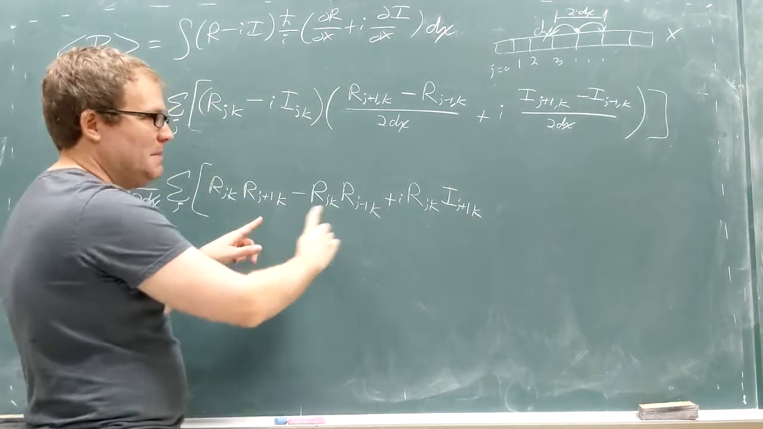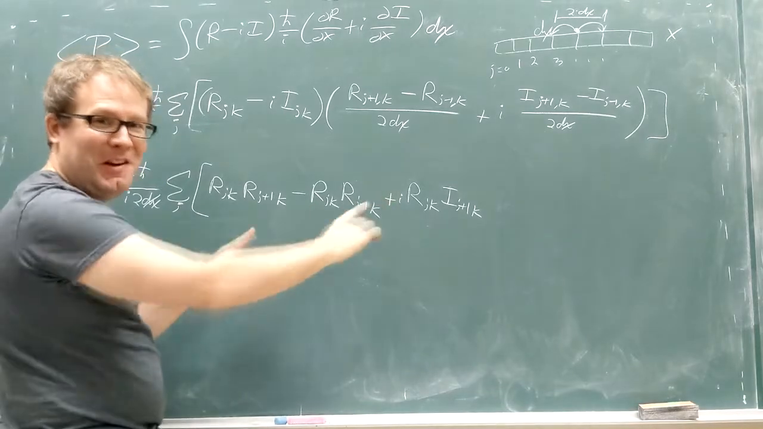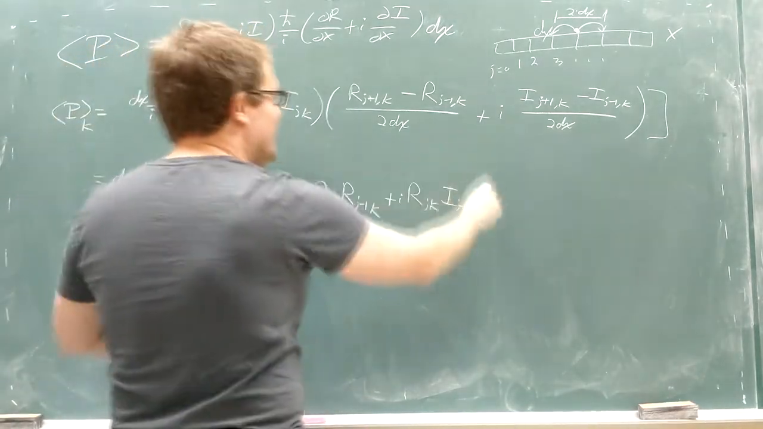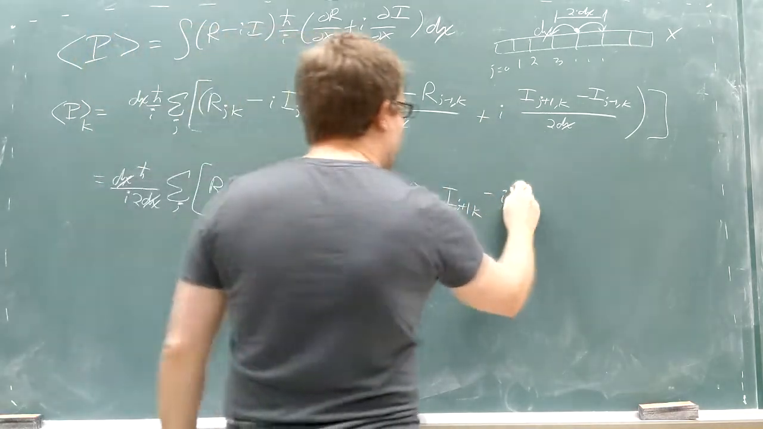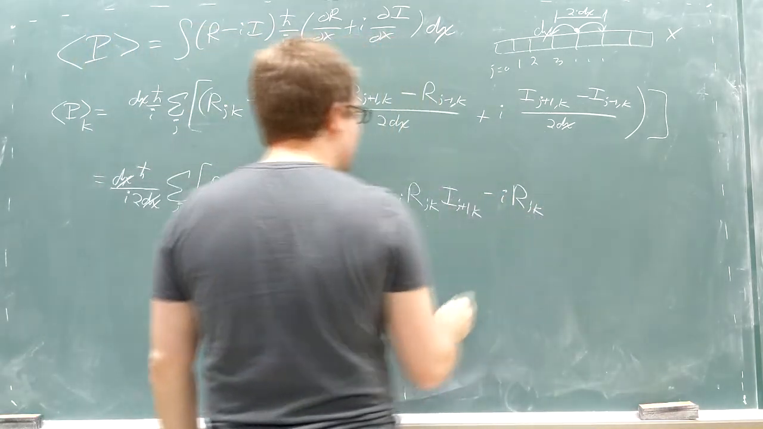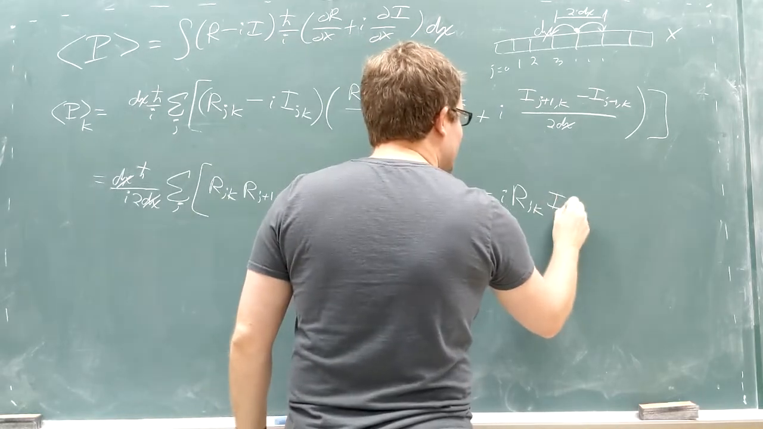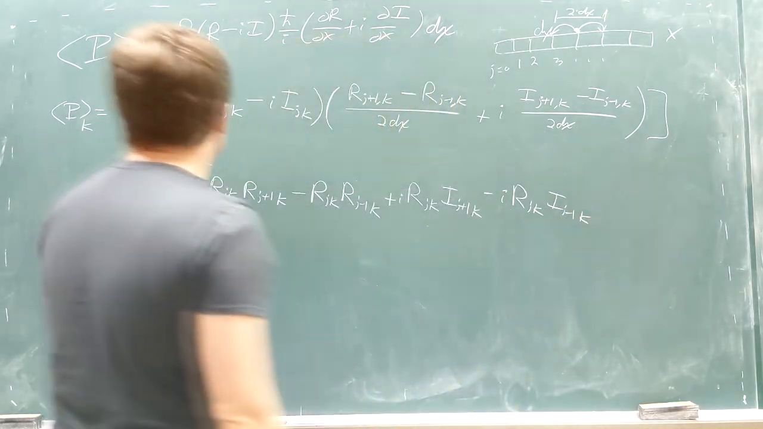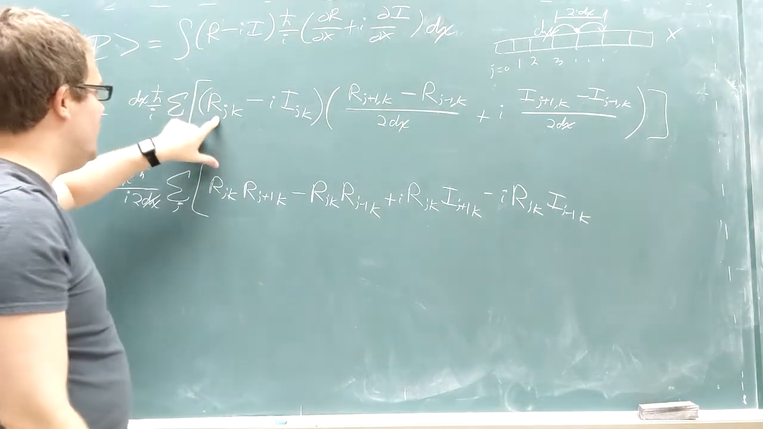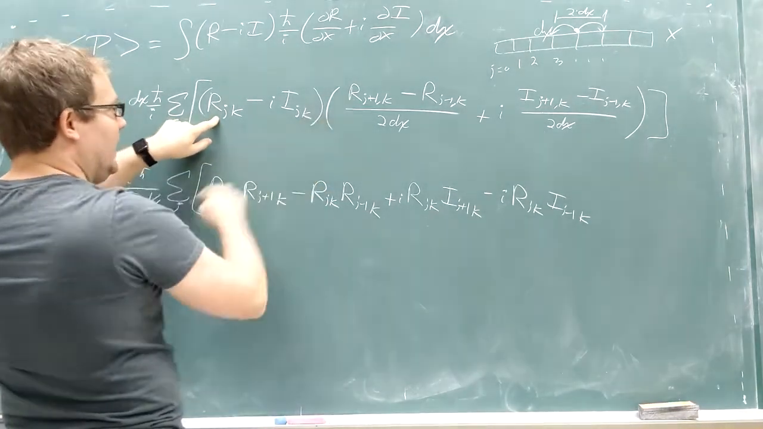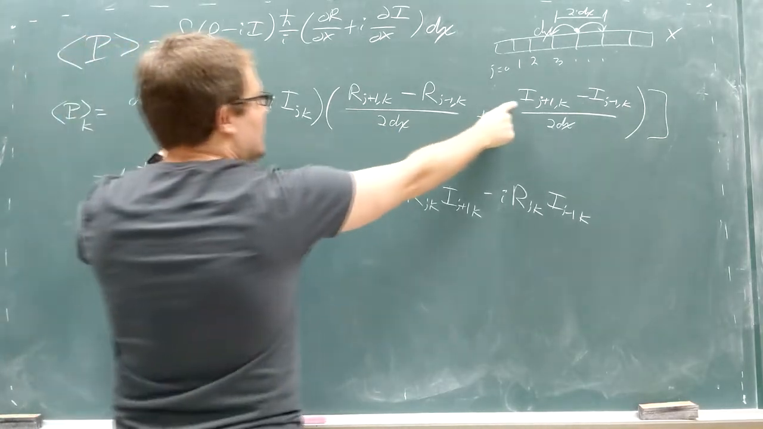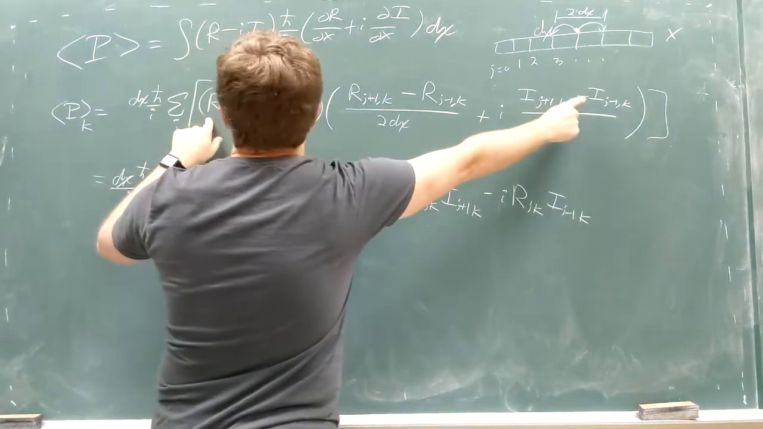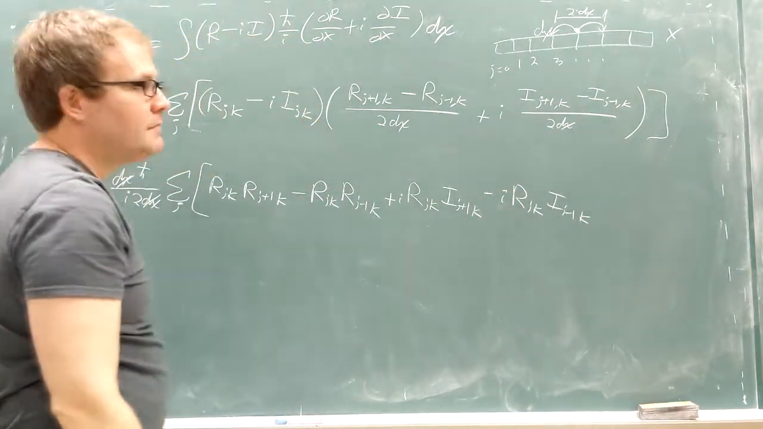At this point, I'm going to dispense with the commas. I assume you know how to read these by now. Then we'll have a minus i, same thing over here, r_jk i_j-1,k. All right, let's just do a quick sign check here. I got r_jk. These two should give me a positive. That's a positive. These two should give me a negative. That's a negative. These two should give me an i. That's an i. These two should give me a negative i. That's a negative i.